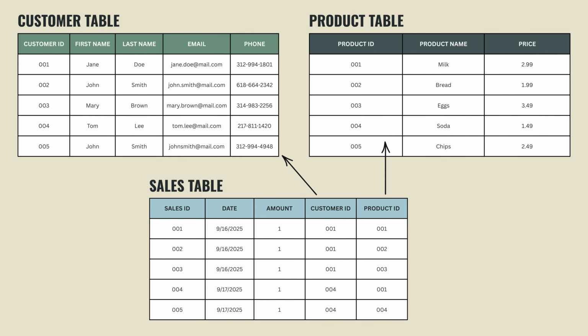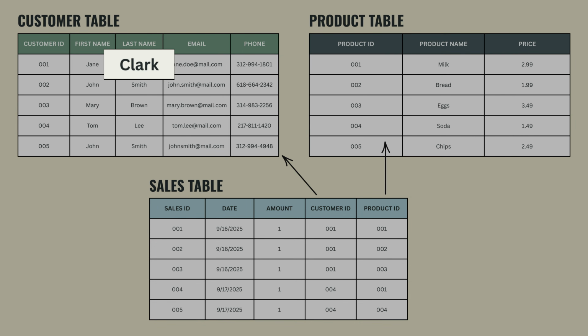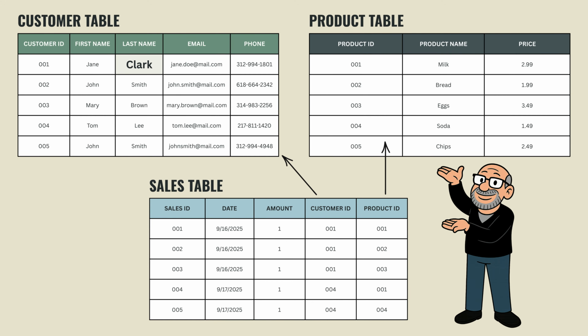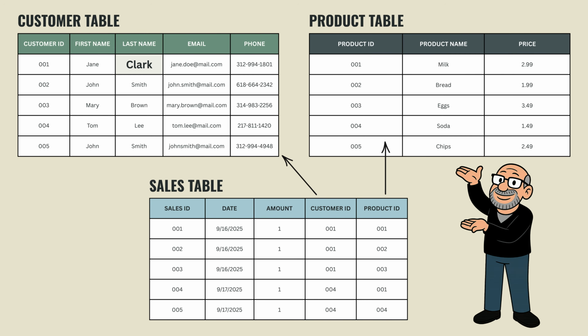Update a customer's name once in the customer table, and it's instantly reflected everywhere that the customer is linked. That's the genius of relationships in a relational database. One simple idea that makes massive complex systems possible.